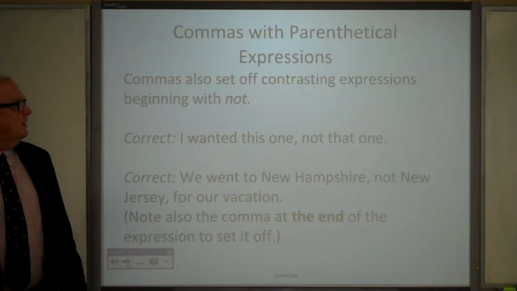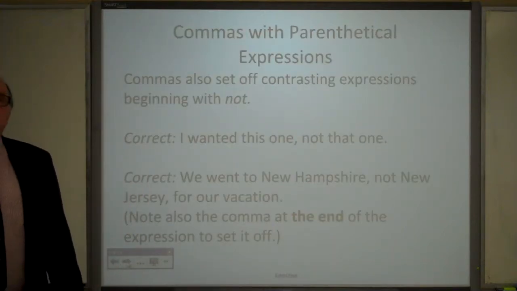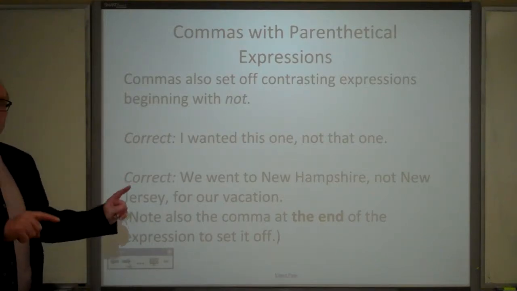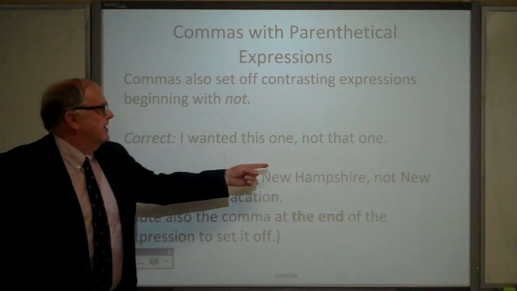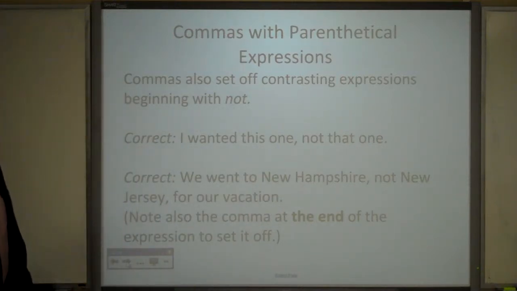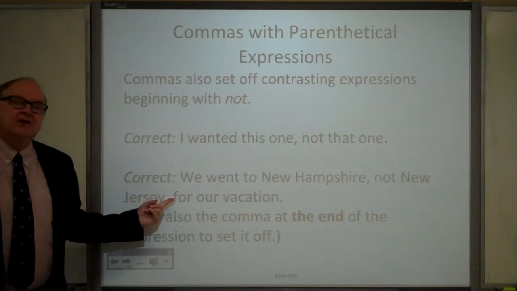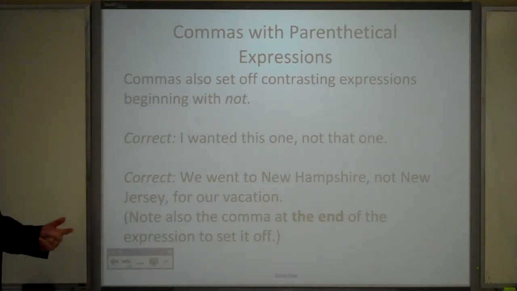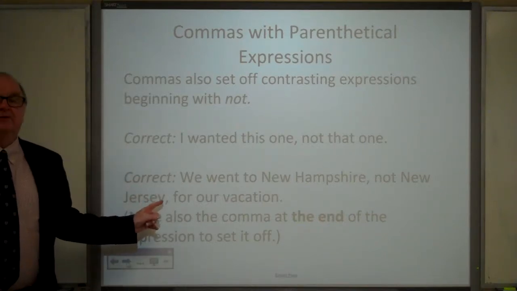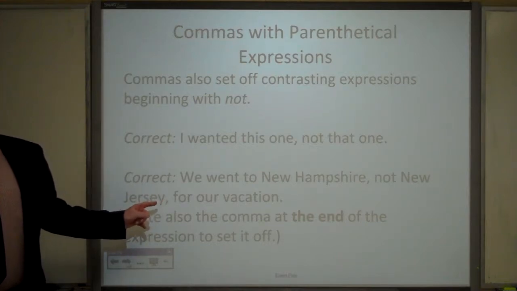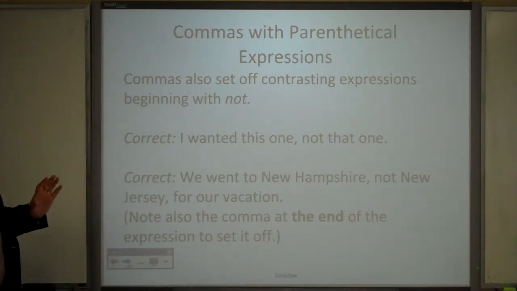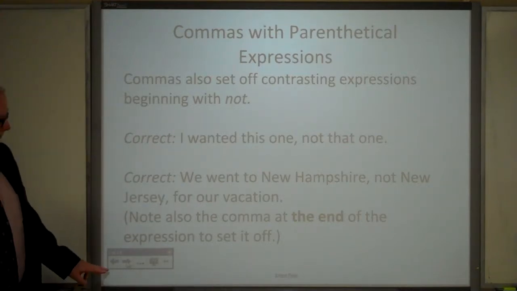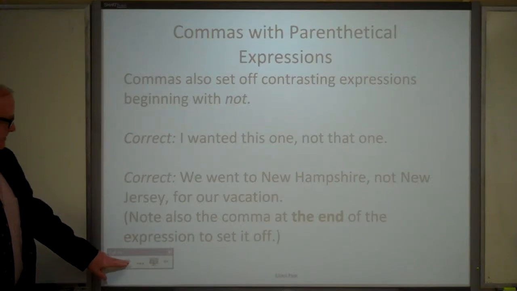So, commas are also used to set off contrasting expressions that begin with not. This, not that, something like that. "I wanted this one, not that one." Notice in the second sentence, "We went to New Hampshire, not New Jersey, for our vacation." There is also a comma at the end of the expression, if it's not at the end of the sentence, again to set off that expression. Got that?